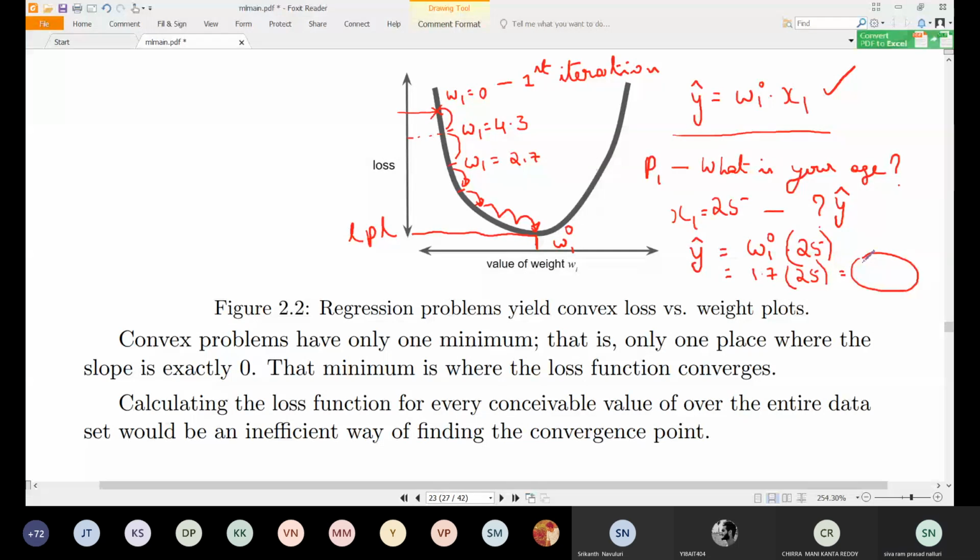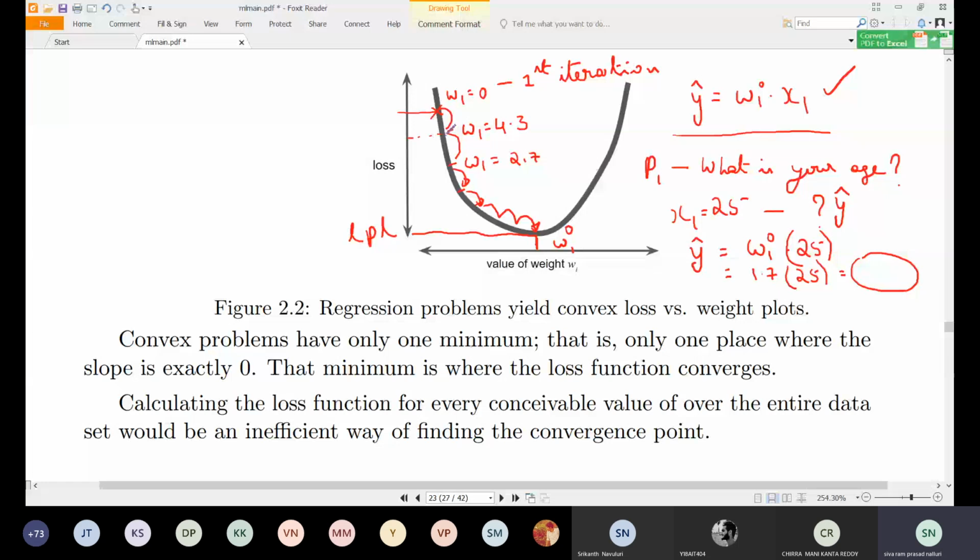Okay, so like that we use what is called a machine learning algorithm. We use a machine learning algorithm which takes age as input and predicts the blood pressure of the person. Okay.